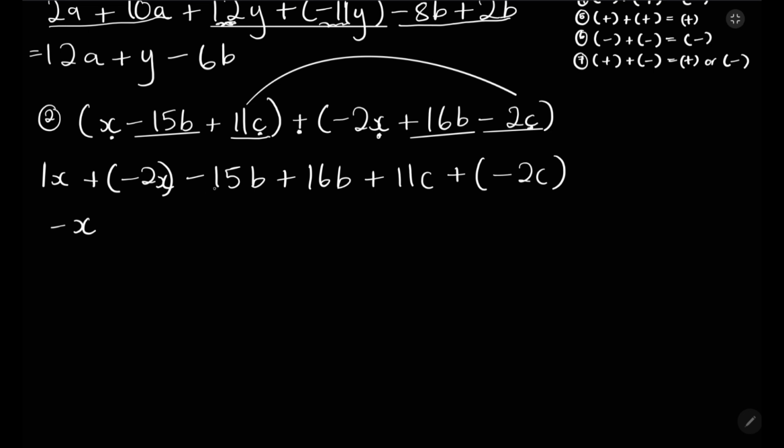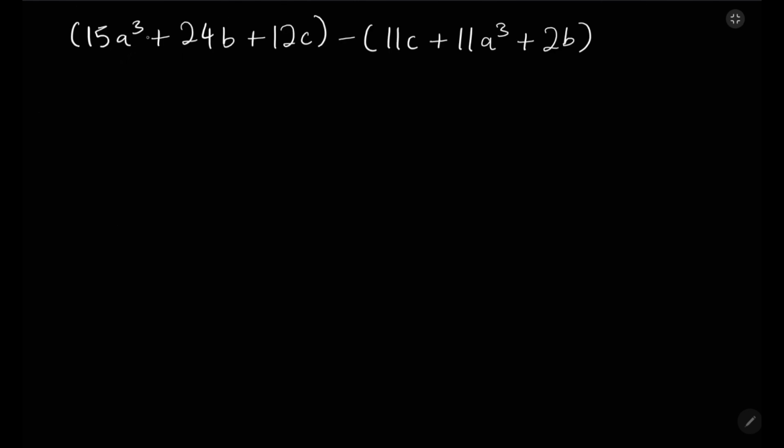Okay? Minus 15b plus 16b. Minus 15 plus 16 gives us a positive 1, excuse me. So this should be plus b. We are done with those terms. We are left with plus 11c minus 2c. So we'll say 11 plus minus 2, which is 9. We then write our c. And that is how we solve those polynomials.